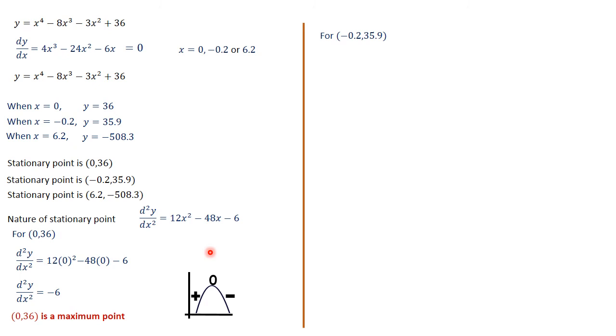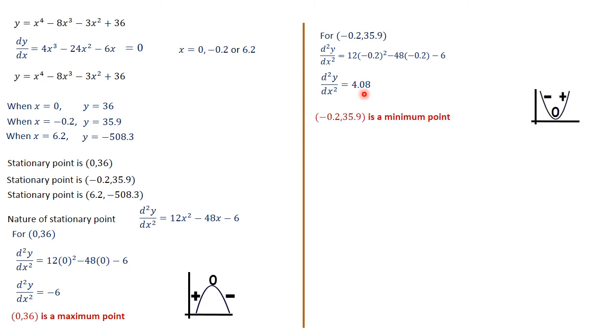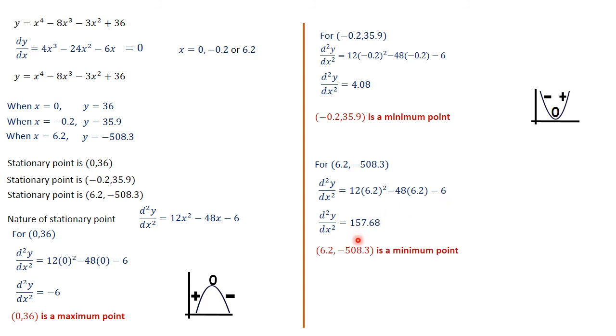Moving on to the next point, we have the point negative 0.2 at 35.9. Putting the negative 0.2 on this second derivative equation, the second derivative will reduce to 4.08. It's a minimum point, and so it appears like this. The curve is taking this sort of a turn. What about the point 6.2, negative 508.3? So putting the number 6.2 in the equation, you get the answer is 157.68. And therefore, since it's positive, it's a minimum point.